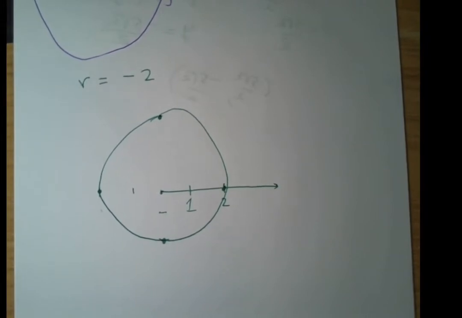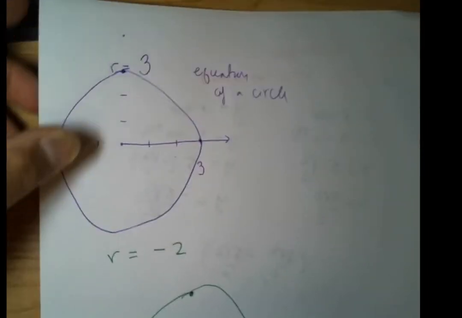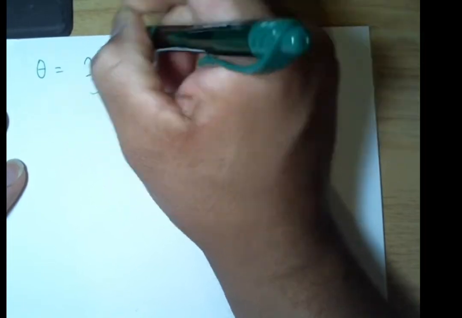So regardless of whether it is a positive or a negative value, if we simply have an equation r equals some constant, then we're always going to have a circle. Well, now let's look at the other case. What if we have theta equal to some constant? Let's say theta is equal to pi over 3.